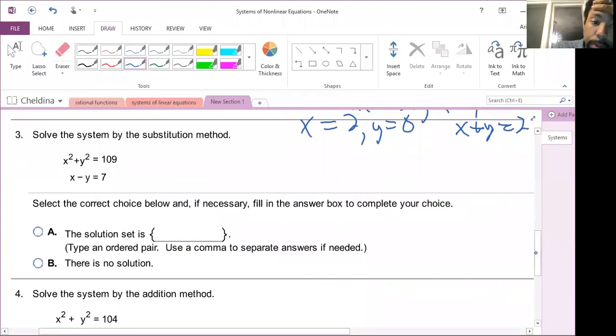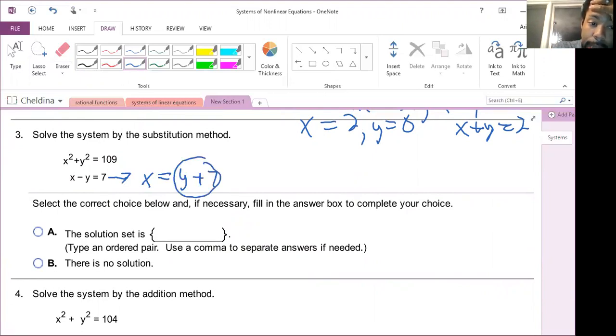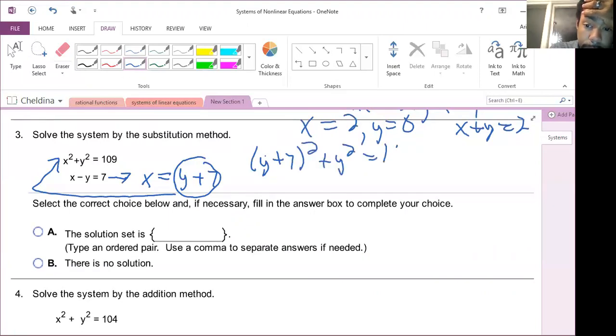Substitution method here is a little bit more painful, but it's the same thing. First of all, this is saying that x is equal to y plus 7, adding y to both sides. And then we're going to take this whole y plus 7 and put it in for that x. So y plus 7 squared plus y squared equals 109. Y squared plus 14y plus 49 plus y squared equals 109.